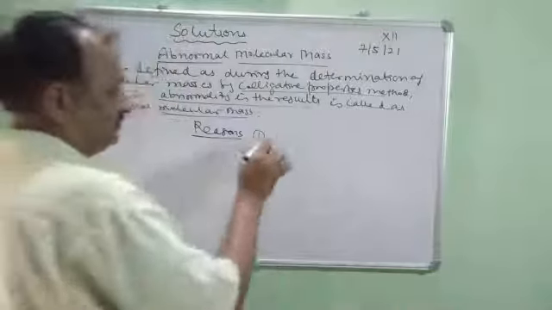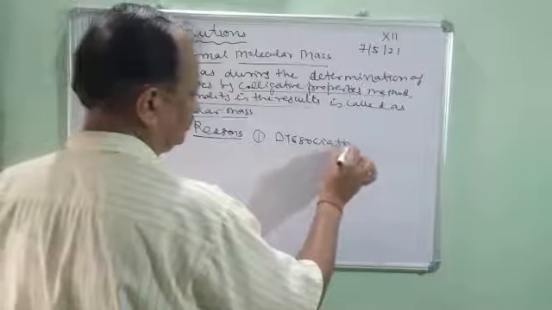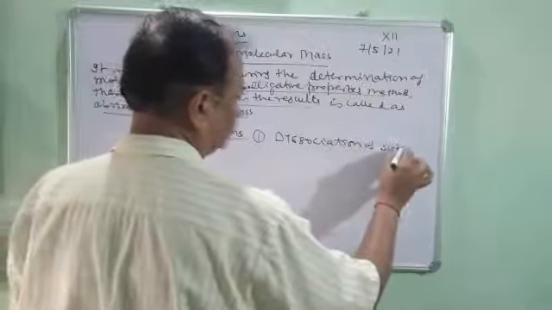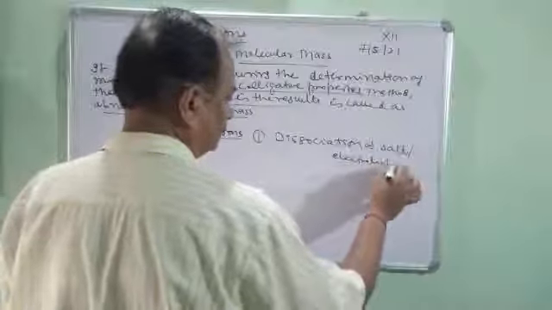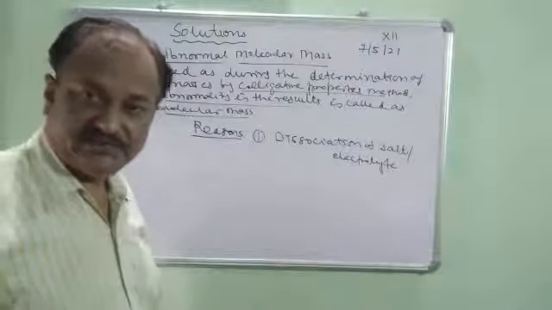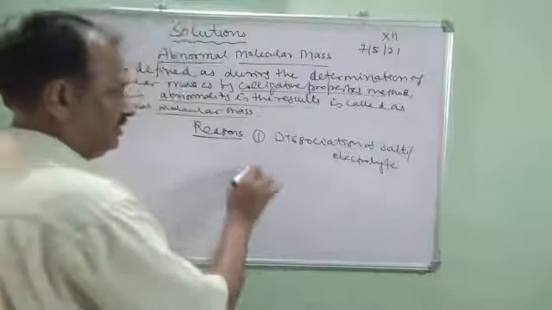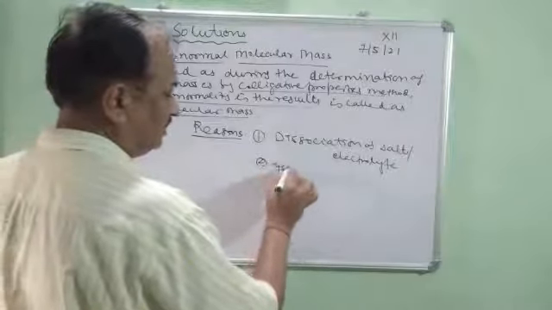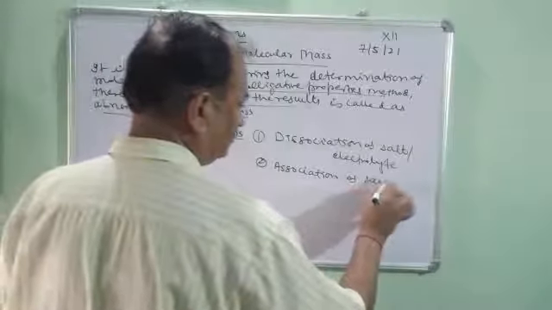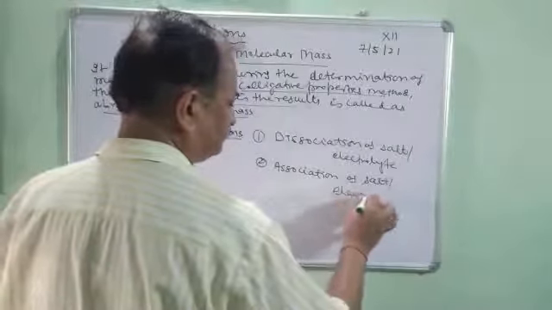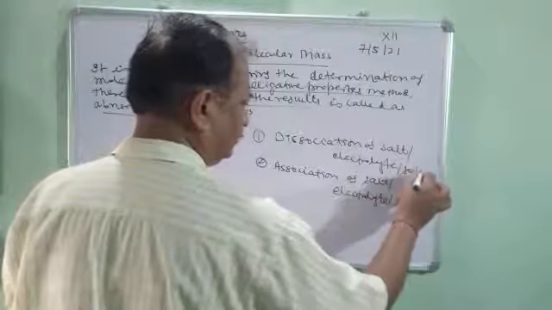First is the dissociation of salt or electrolyte. Either the electrolyte is dissociated, and as a result the colligative property result is affected. So this is one reason. Now the second is association. So these are the only two reasons: dissociation or association of salt, electrolyte or solute. You may say here solute.